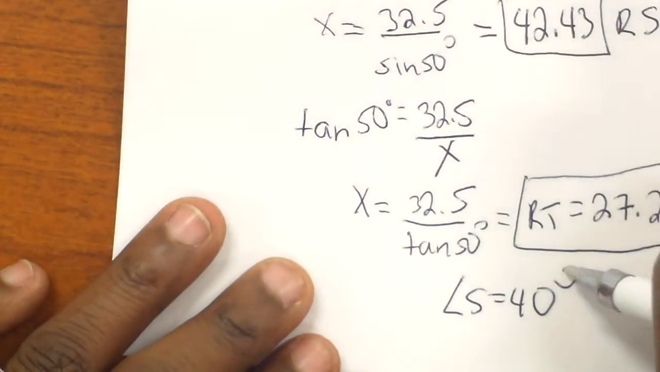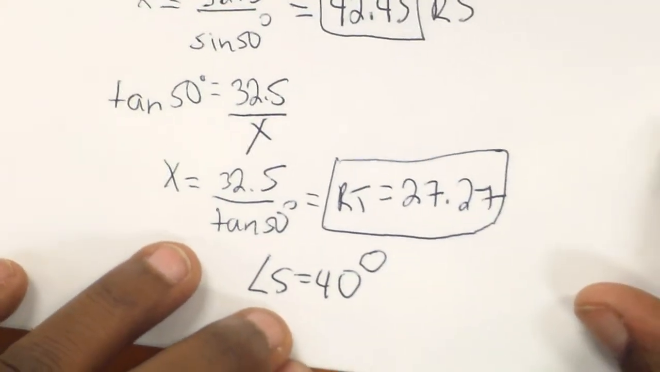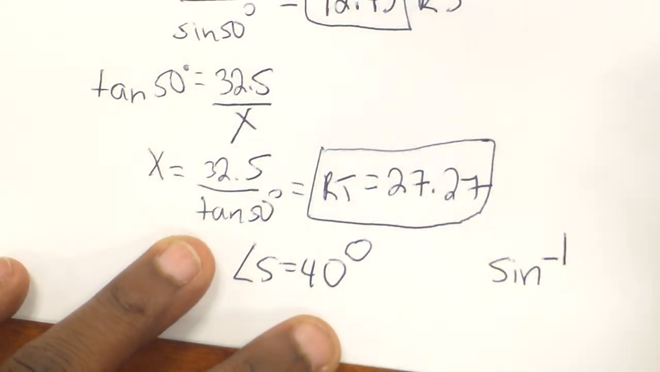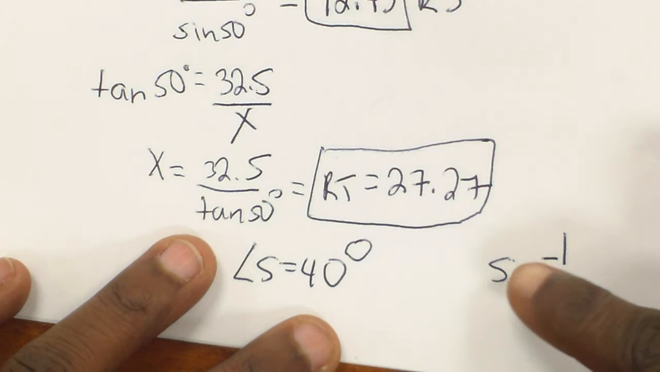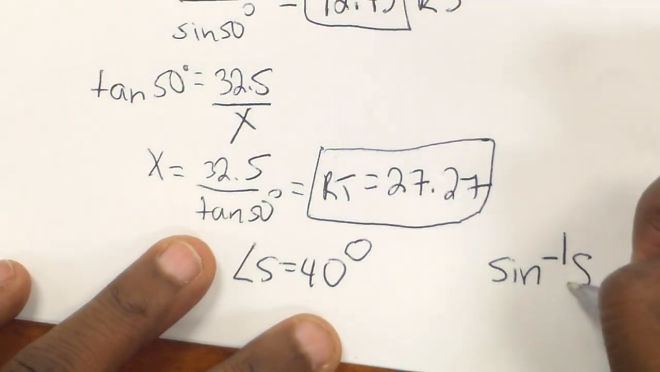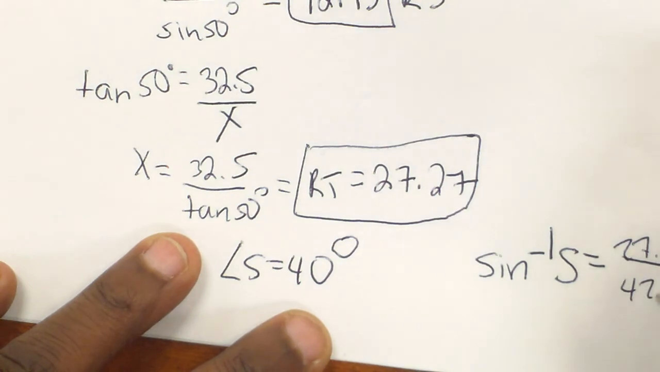Now, if you did not know it, this is a chance when you would use the inverse. Remember, when you're looking for an angle measurement, you use sine inverse, and your calculator has to be in degree mode. If it's not in degree mode, your answer would be wrong. So if I was to look for that angle S, I would have to do sine inverse of opposite over hypotenuse, which would be that 27.27 over the hypotenuse, which we found, which was 42.43.